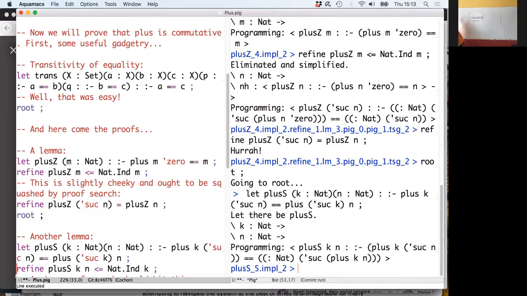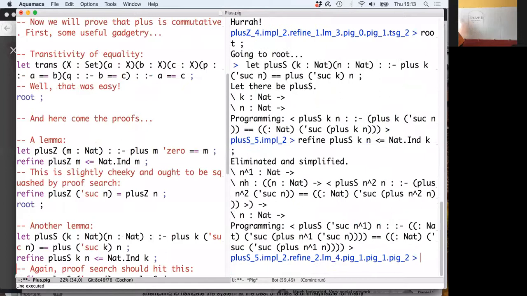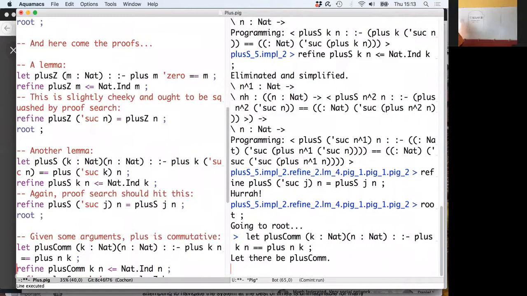What am I going to do? I'm about to prove that plus is commutative.